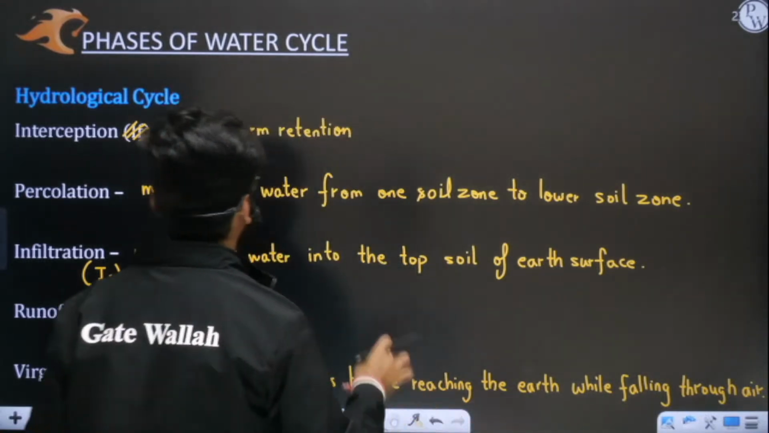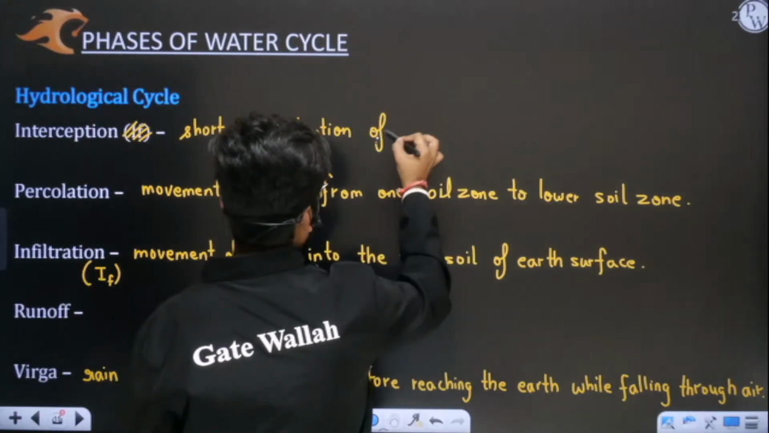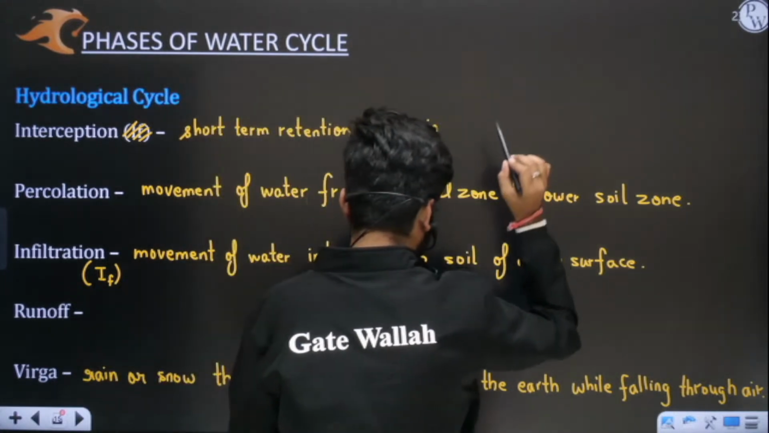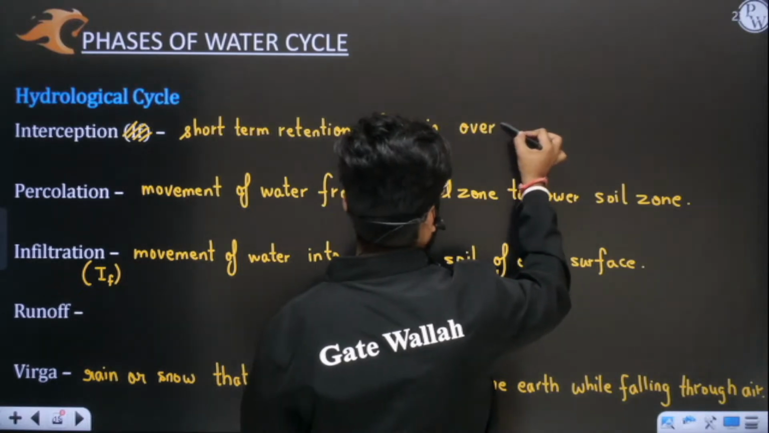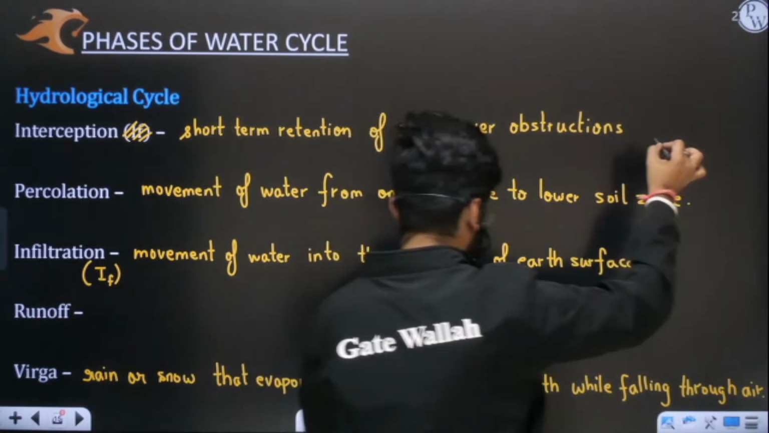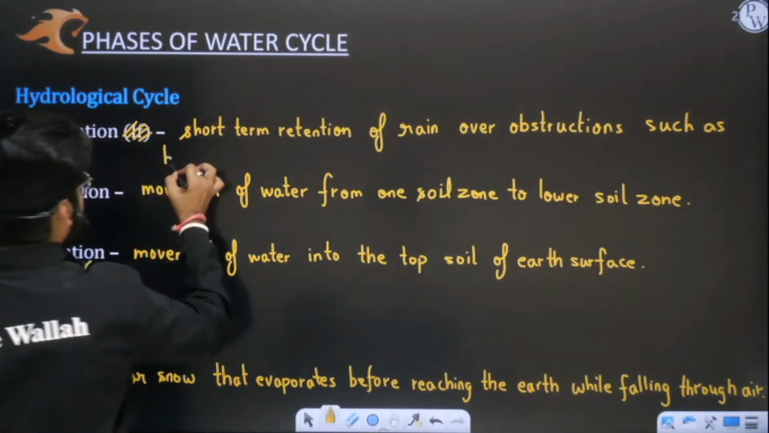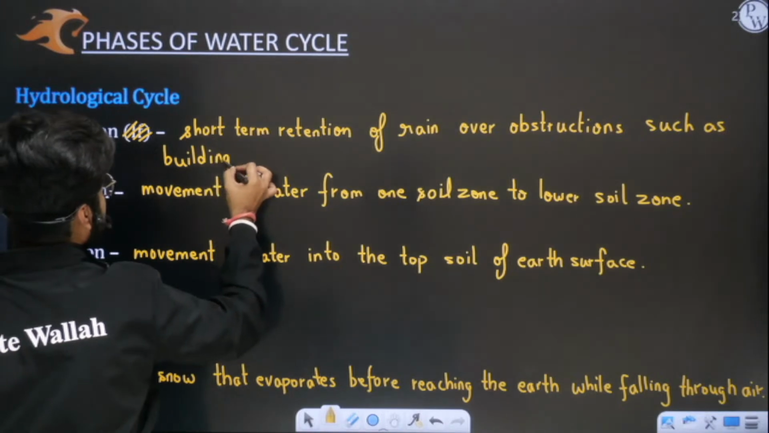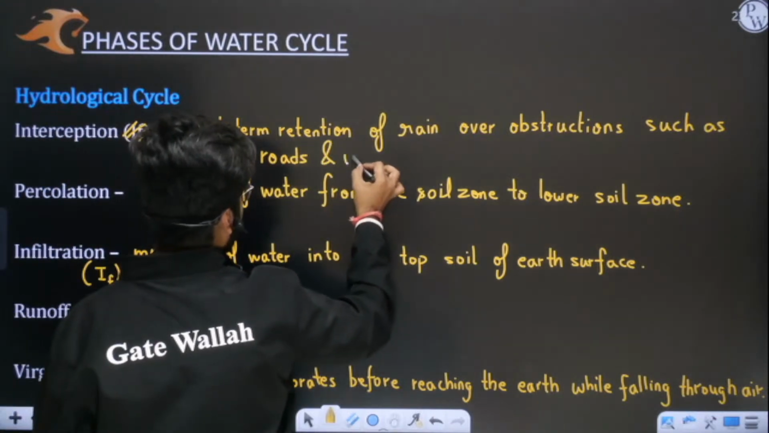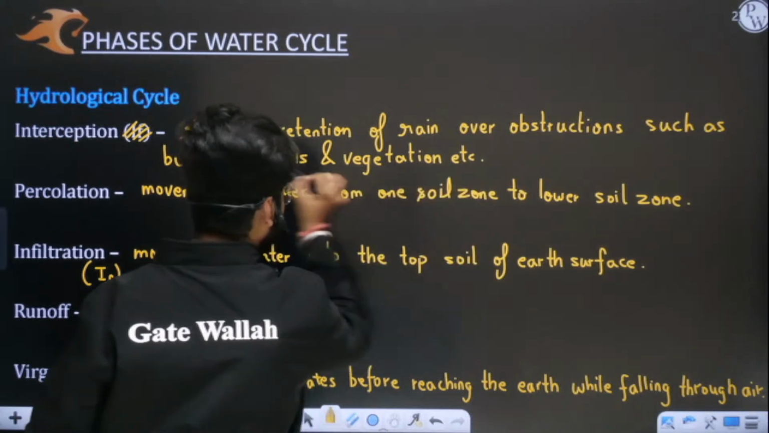Yes or no? So I am saying interception is nothing but short term retention of rain over obstructions such as buildings, roads, vegetation, etc. So these many obstructions we have discussed. Many other obstructions are also there, but basically you will encounter these obstructions only.